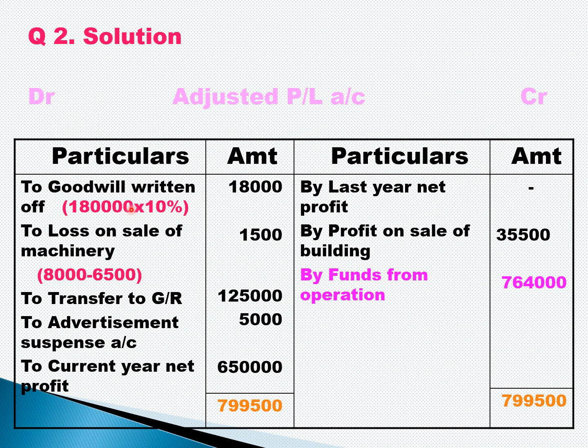See students, goodwill written off 1,80,000 into 10%, loss on sale of machinery 1,500. Next general reserve transfer, then advertisement suspense account is an expense, and current year net profit, all these items will come in the debit side. Credit side, last year net profit not given, so dash. Then profit on sale of building 35,500. Total of the debit minus the credit 35,500. You get funds from operations, FFO, 7,64,000. Next problem students.